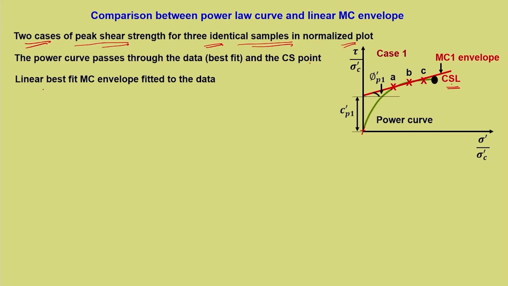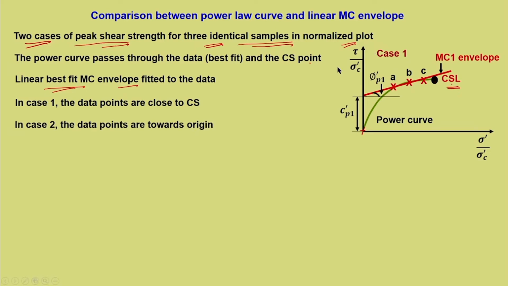Now, we are best fitting a linear envelope or Mohr-Coulomb envelope to the data. So, what we see in case 1 is that the data points are close to critical state and this is the best fit curve, and we can see that it gives a cohesion and friction.